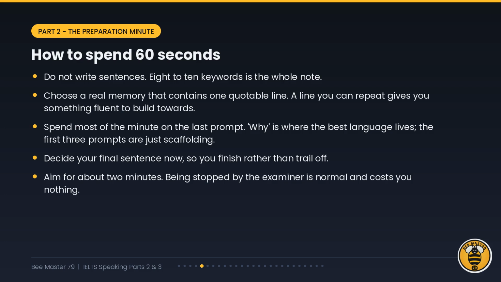You get 1 minute and a pencil. Here is how to spend it. Do not write sentences. 8 to 10 keywords is the whole note. Choose a real memory that contains 1 quotable line. A line you can repeat gives you something fluent to build towards. Spend most of the minute on the last prompt. Why is where the best language lives. The first 3 prompts are just scaffolding. Decide your final sentence now, so you finish rather than trail off. Aim for about 2 minutes. Being stopped by the examiner is normal and costs you nothing.